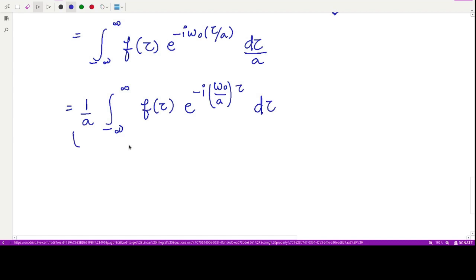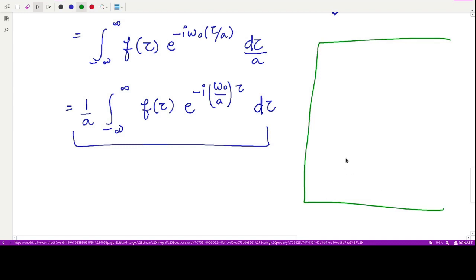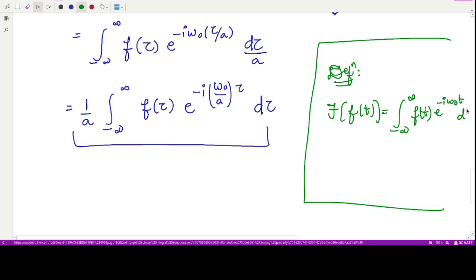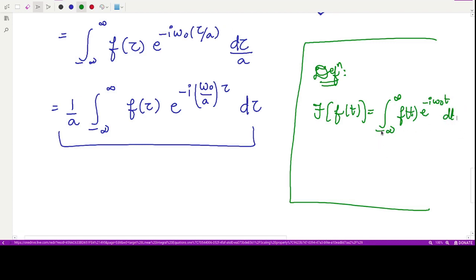So now if you compare this whole quantity with that of Fourier transform, let me write down the definition again. According to the definition of Fourier transform, you have the Fourier transform of some function f of t as integration from minus infinity to infinity f of t e to the power minus iota omega naught t dt. And you write this whole thing as capital F of omega, right? So that means whatever is this variable here, you write that in place of omega naught.